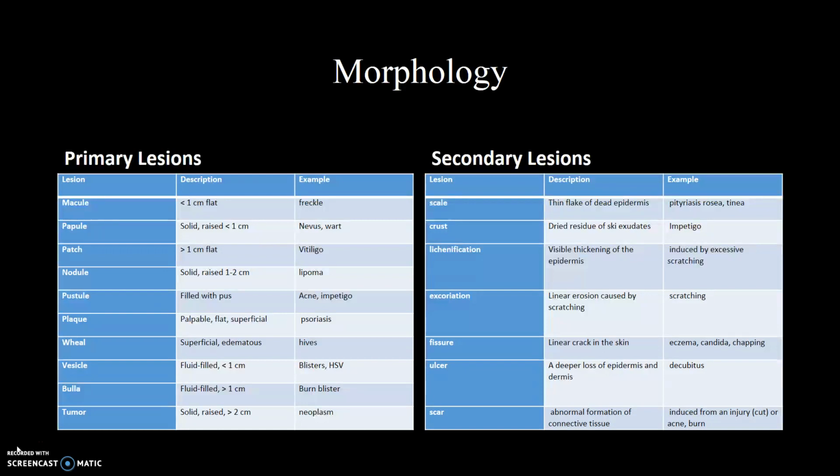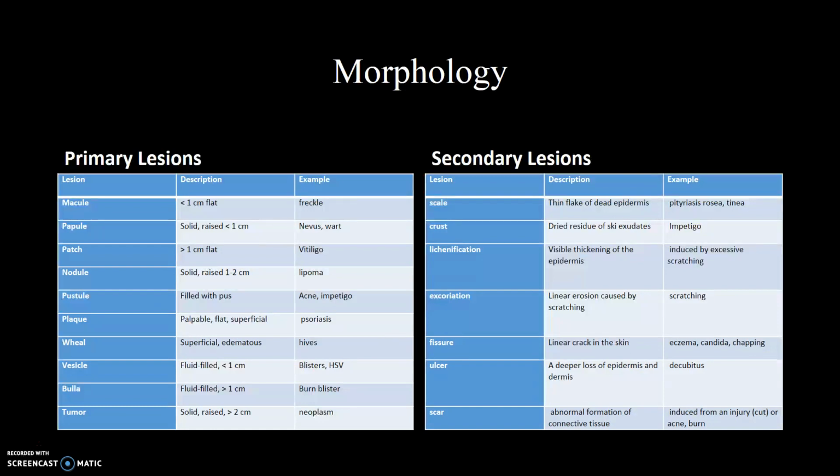Look at the patch. It's greater than 1 centimeter, flat. And an example is vitiligo. I'll visually example that in a moment. A wheal, also urticaria, is superficial and edematous, and an example is hives. So you can read these other primary lesions, but know that their descriptors are what lead you to being able to name that type of lesion or rash.